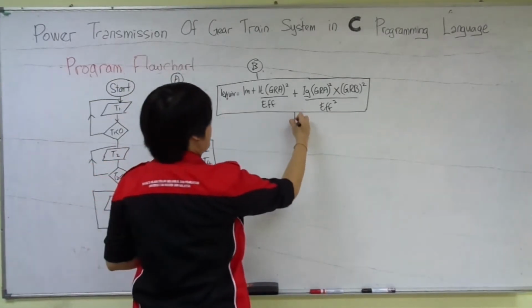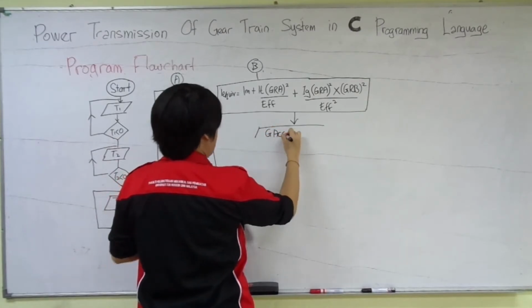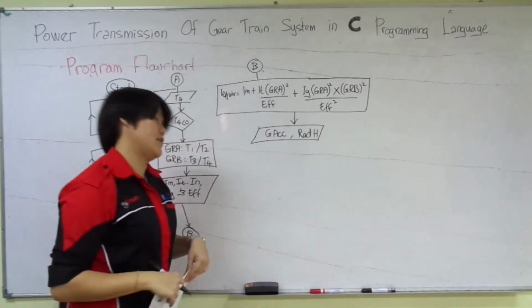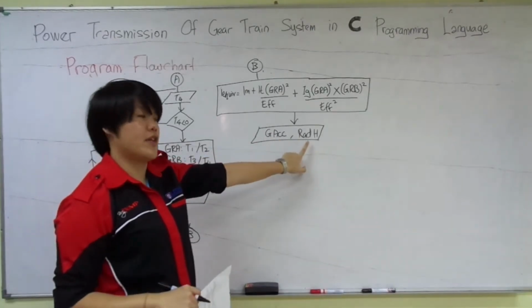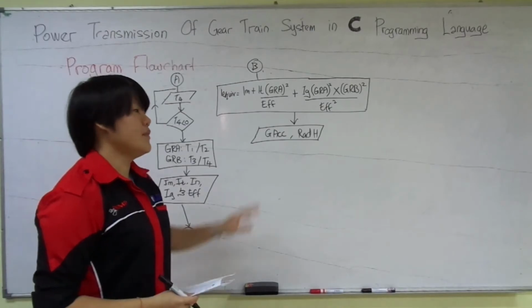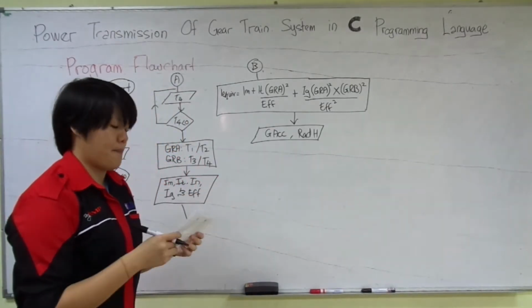Next, the program flows to the input of the gear acceleration, which is denoted as GST, and also the hoist radius, which is denoted as RD, H in the program. This is the input for the gear acceleration and the hoist radius of the gear system, the gear train.